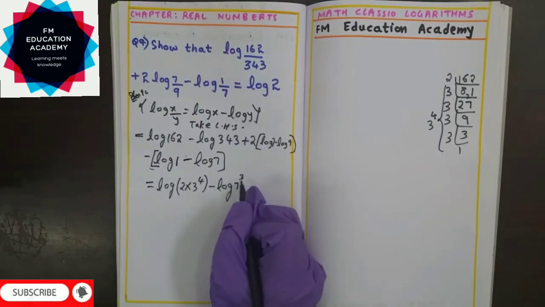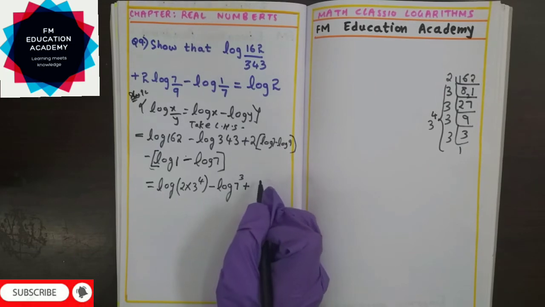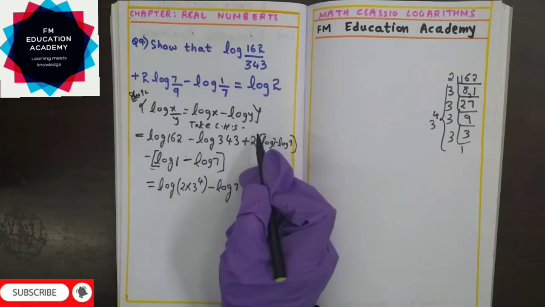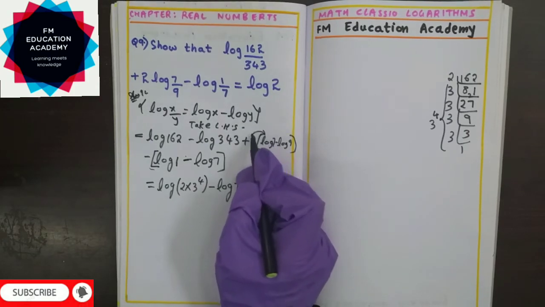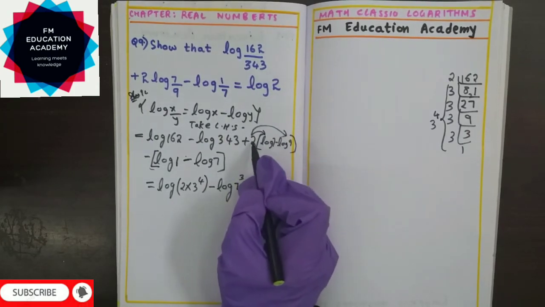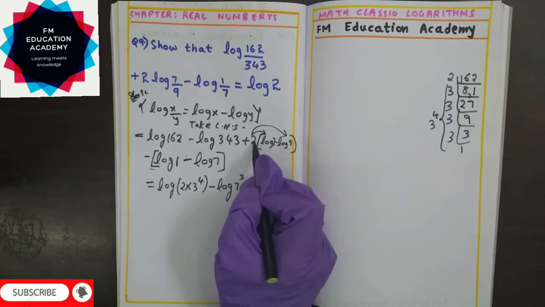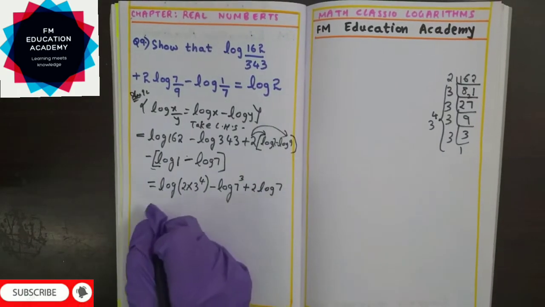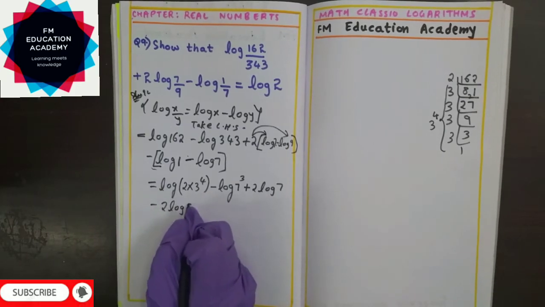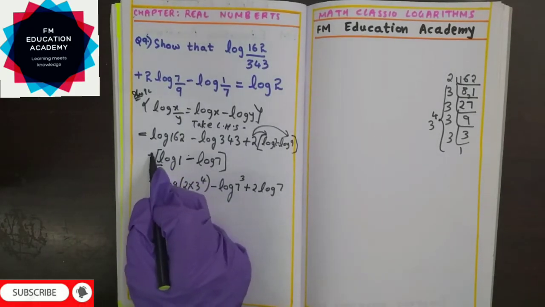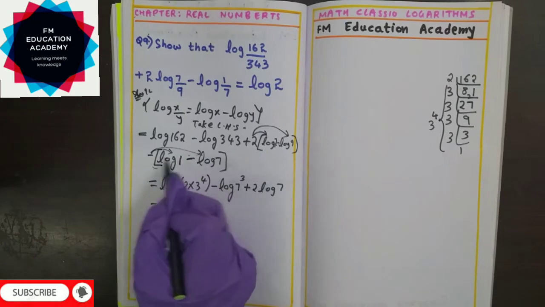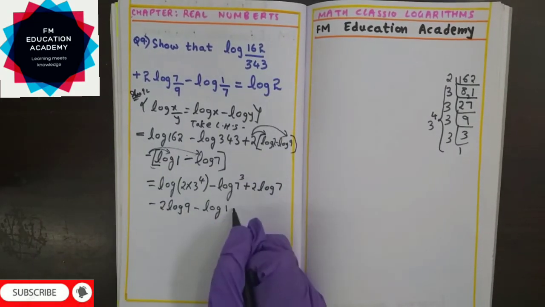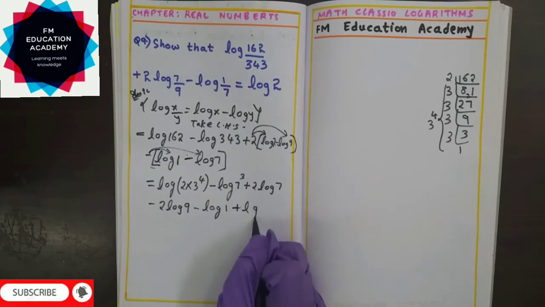7 cube is 343, learn the perfect cubes, plus here if I observe, here I have only log 7 and here I have only log 9. So what I will do is I will apply 2 and I will open the bracket, that is 2 into, 2 belongs to log 7 as well as 2 belongs to log 9. So 2 into log 7 is 2 log 7 minus 2 into log 9 is 2 log 9. Now again I will open the bracket, minus belongs to both. So minus log 1 and here I have minus into minus is plus. So plus log 7.